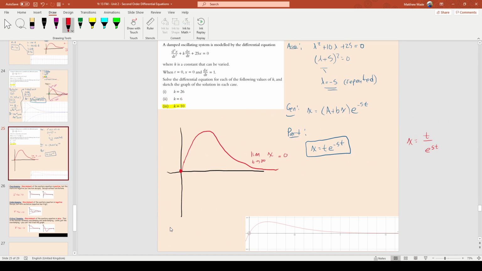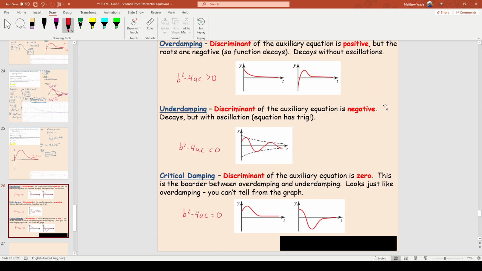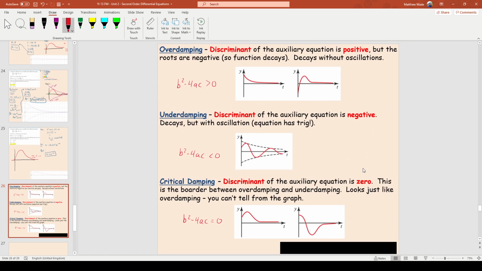So hopefully that's okay. You've got three different scenarios it could look like. The first and the third scenario look the same pretty well, and the second one looked really different. Cool. Just some terminology. Overdamping, my buddies. Overdamping is when you get the discriminant as positive, okay? So discriminant's positive, but the roots have to be negative. Now the reason why the roots have to be negative is you need it to decay, okay?